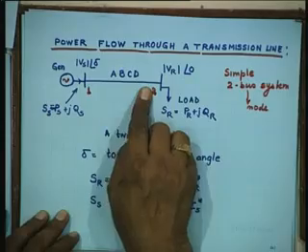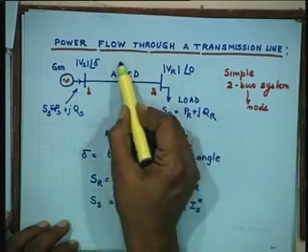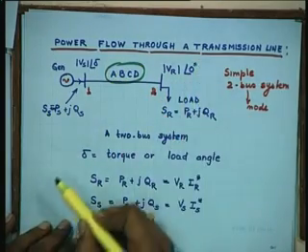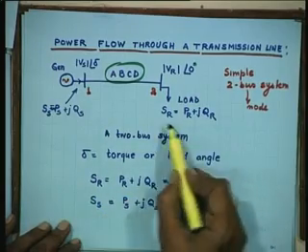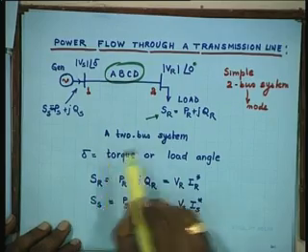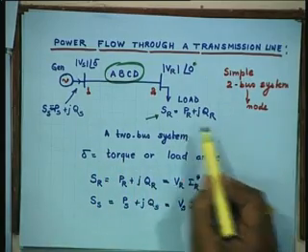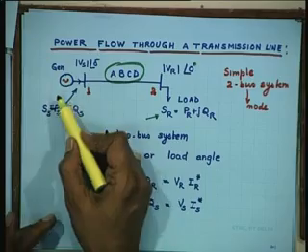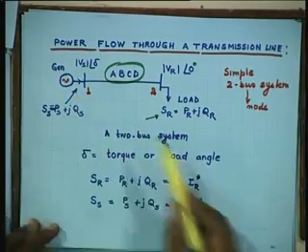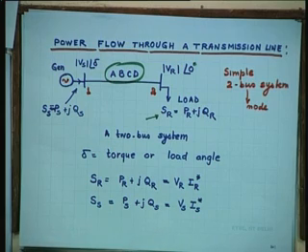Now, this is the line which is symbolized by ABCD. This is VR, 0 degree is the reference, this is the load, this is receiving end power which is received, PR plus JQR, real power, reactive power. This is the sending end power, PS plus JQS. All of you know that PS will not be equal to PR, losses. On the way there are losses.